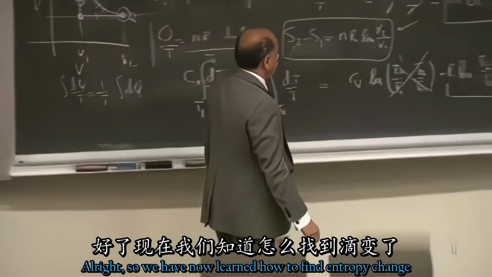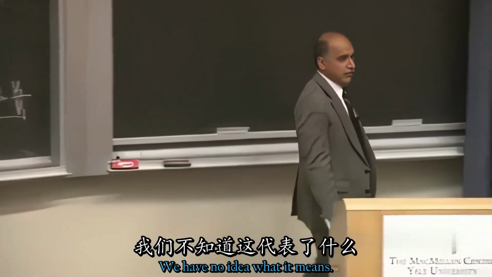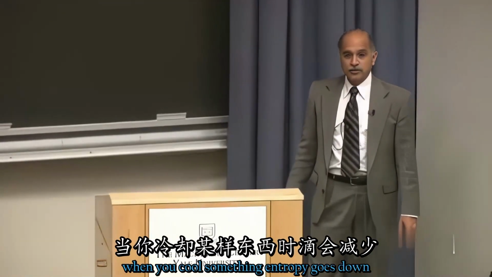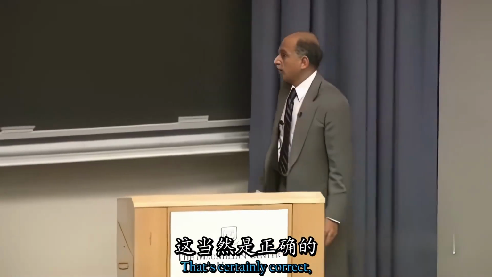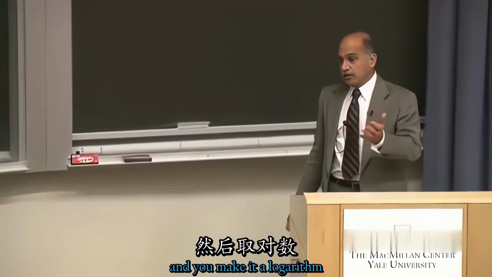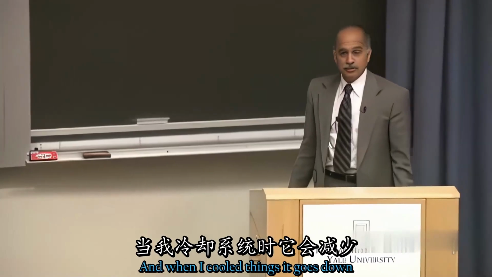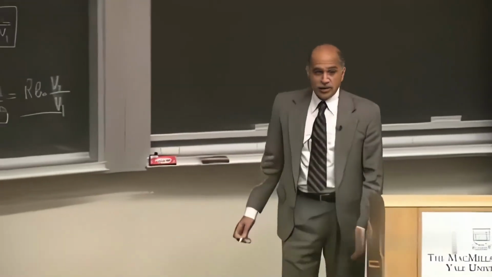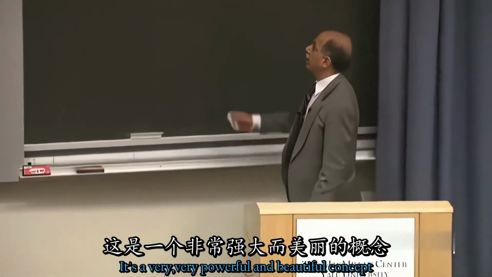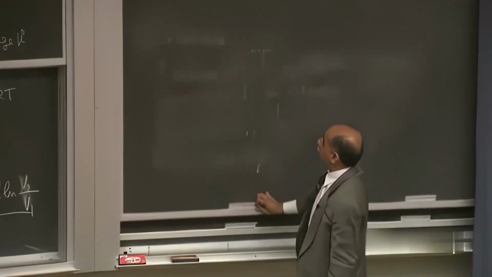All right? So we have now learned how to find entropy change. We have no idea what it means. It seems as if when you heat something, entropy goes up. When you cool something, entropy goes down. That's certainly correct because delta Q is positive for heating, and you divide by T, you may get a logarithm, but we know at every infinitesimal portion I'm adding positive numbers. And when I cool things, it goes down. Why not just call it temperature? Why do you need this new concept called entropy? So that's what the rest of the lecture is about. It's a very, very powerful and beautiful concept, so I want to explain it, make sure I get it right.